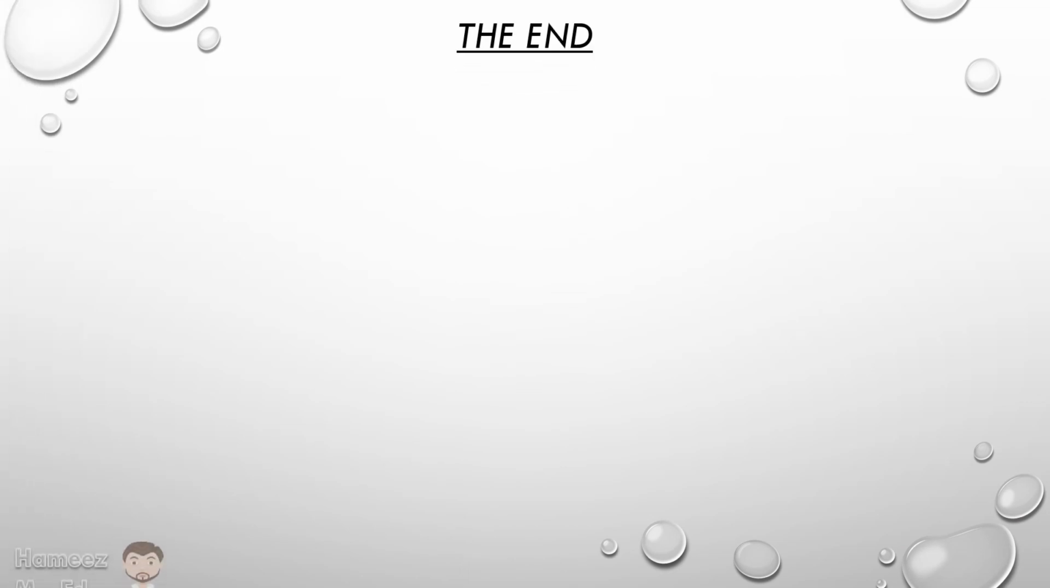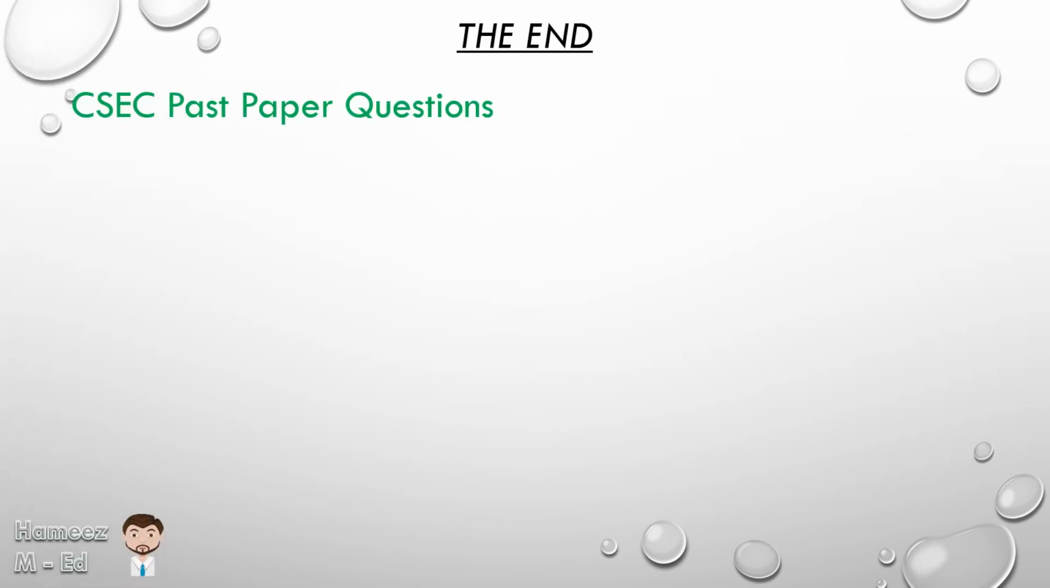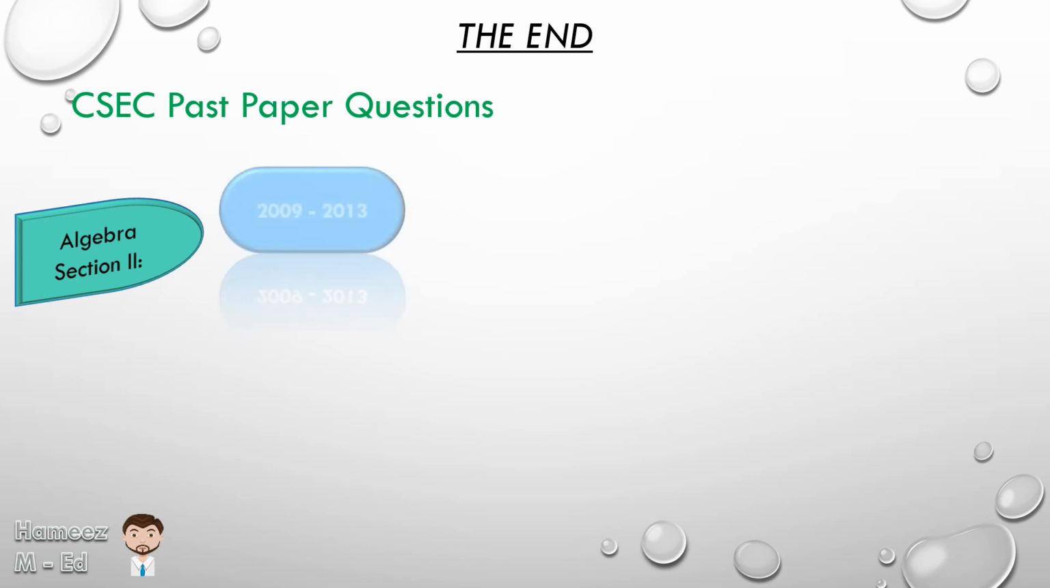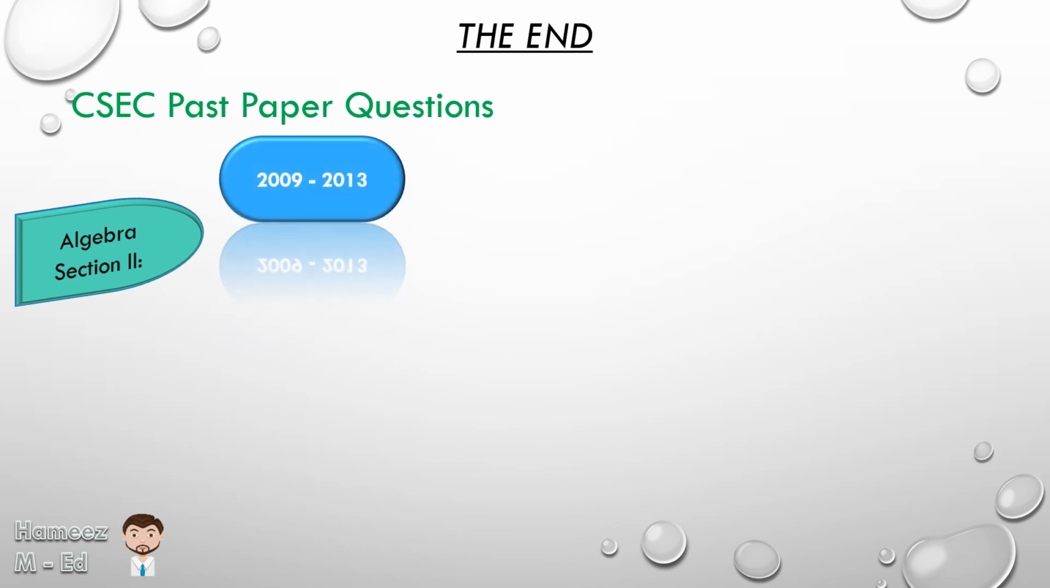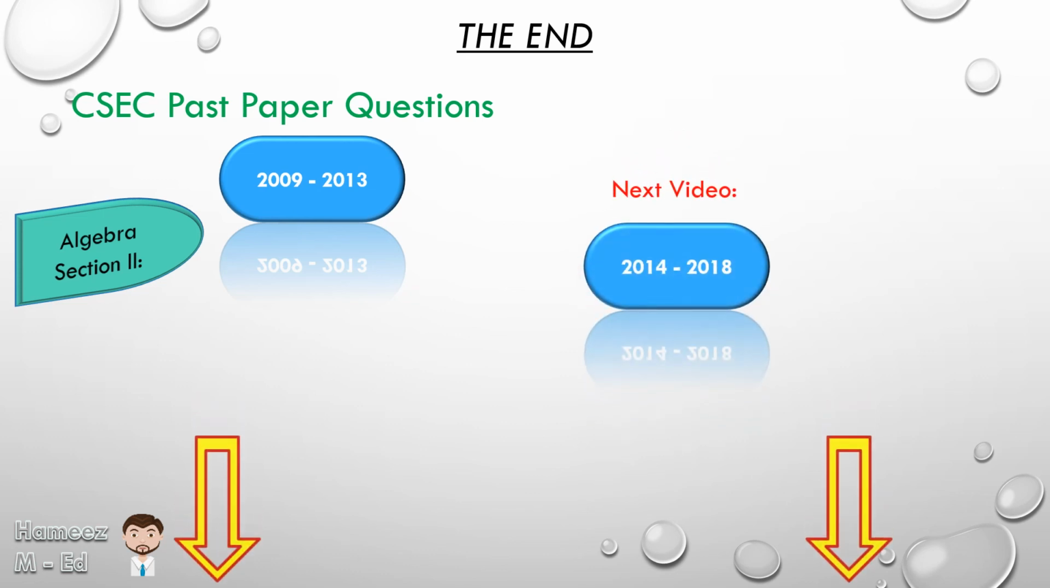This brings us to the end of CSEC past paper questions in the topic of algebra and relations and functions and graphs, which occur in section 2. In this combined question, we looked at the past paper questions from 2009 until 2013, and in our next video, we'll be looking at the next 5 years from 2014 until 2018. Don't forget to look at the description down below to get an overview of the entire syllabus.